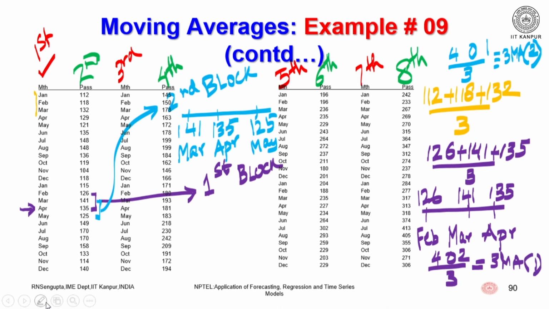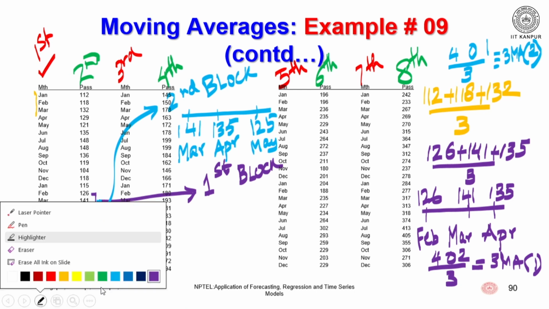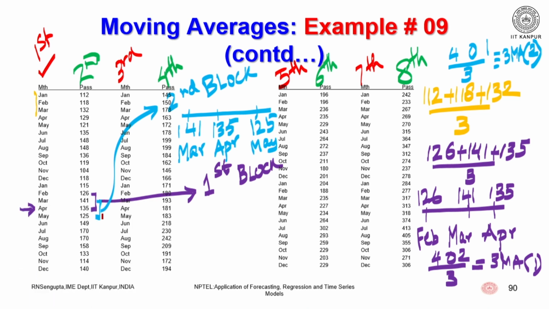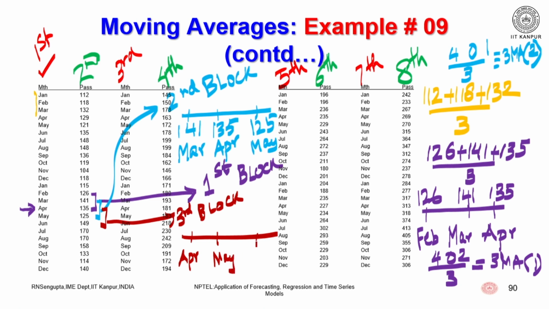And the final one, because it is 3 cross 3, I will use, say for example, the dark red color. So, this would now be 135, 125 and 149. So, this is the third block. That would be the months of April, May and June, and the values are 125. Next one is basically for April, it's 135.